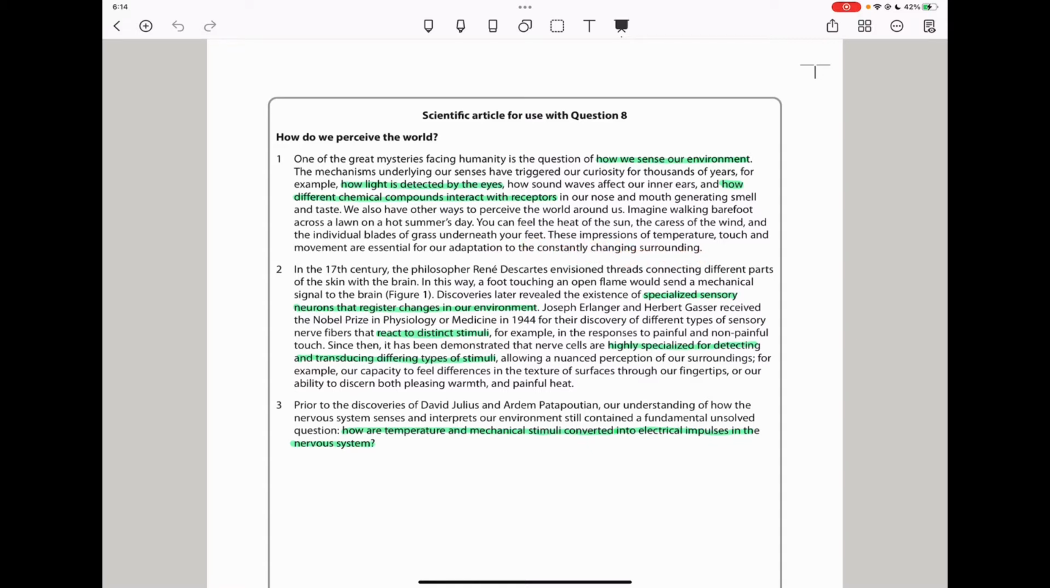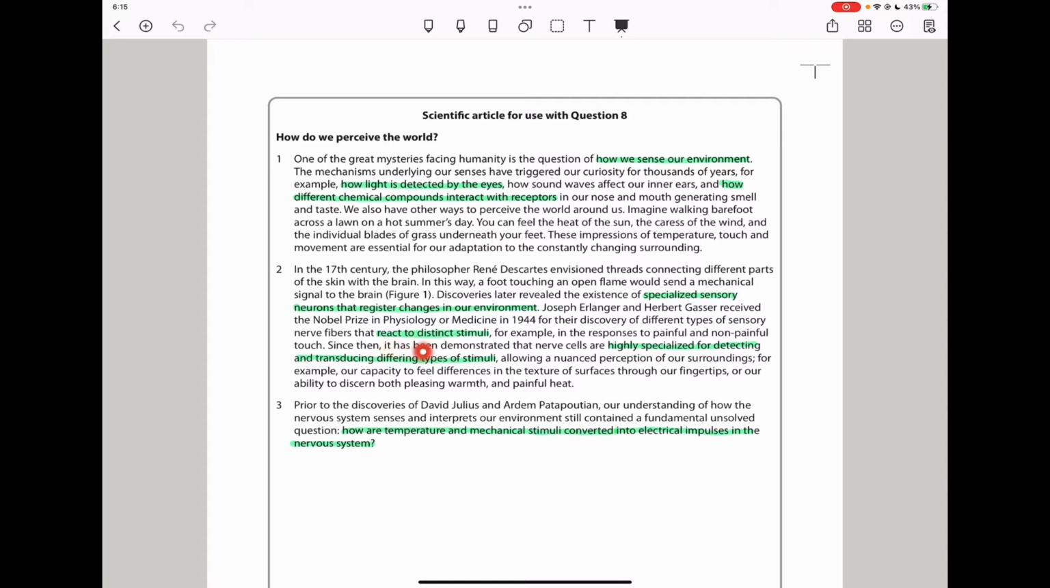So paragraph 2 says, in the 17th century, the philosopher René Descartes envisioned threads connecting different parts of the skin with the brain. In this way, a foot touching an open flame would send a mechanical signal to the brain, as we're going to see in figure 1. And discoveries later revealed the existence of specialized sensory neurons that register changes in our environment. Joseph Erlanger and Herbert Gasser received the Nobel Prize in Physiology or Medicine in 1944 for their discovery of different types of sensory nerve fibers that react to distinctive stimuli. For example, in the response to painful and non-painful touch, we've seen that.